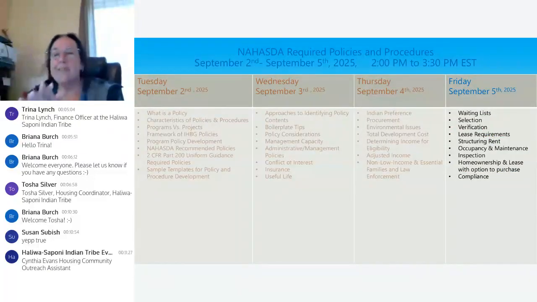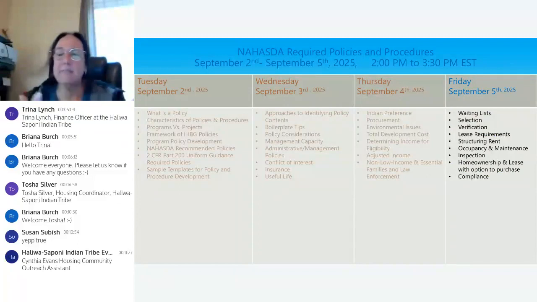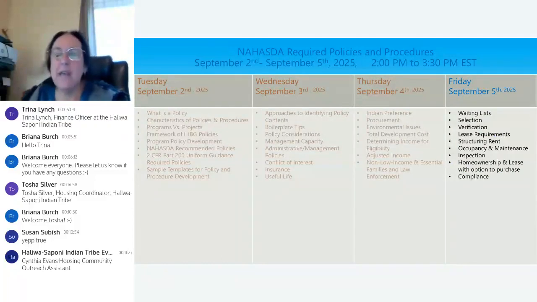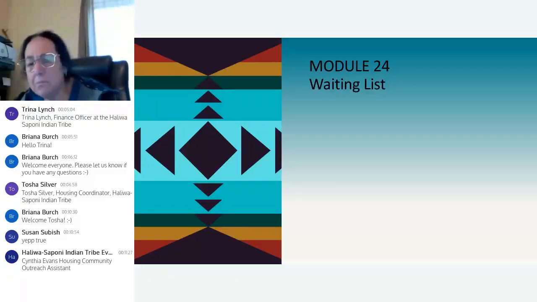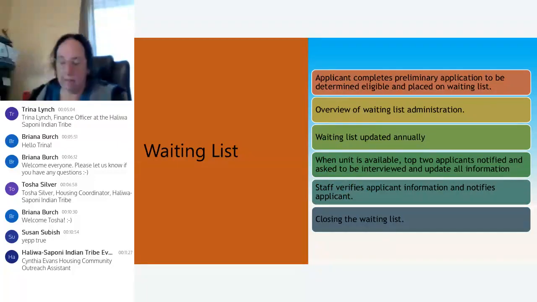So we're down to the last day. Waiting list, selection, verification, lease requirements, structuring rent, occupancy, maintenance, inspection, homeownership, and lease with option of purchase, and compliance. So your waiting list legally is supposed to be in writing. HUD says you should have procedures for this.